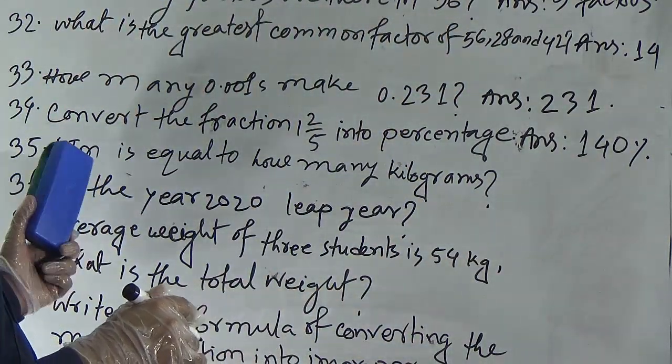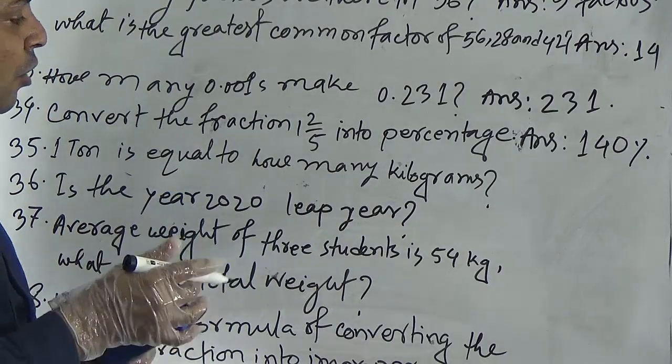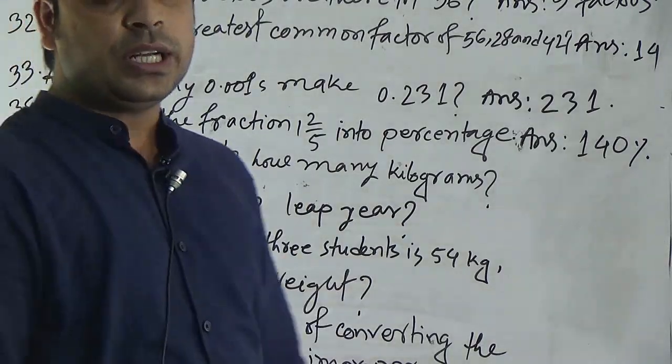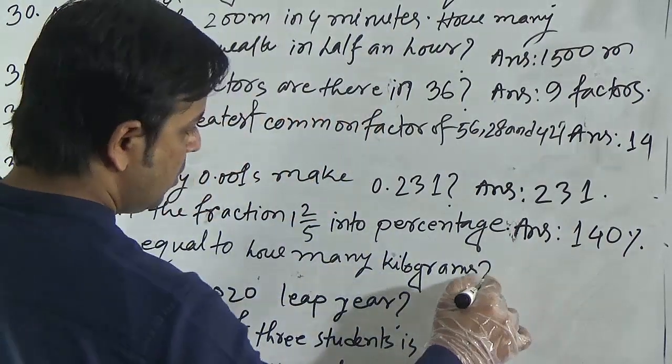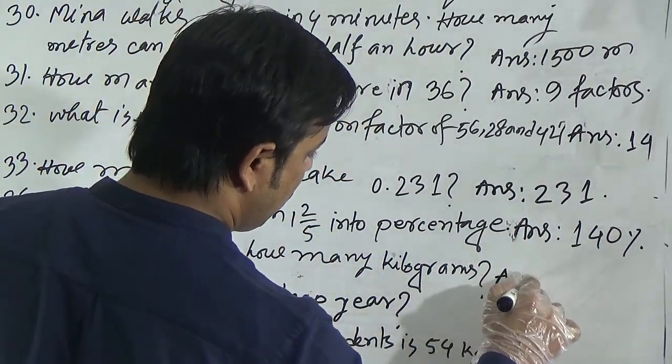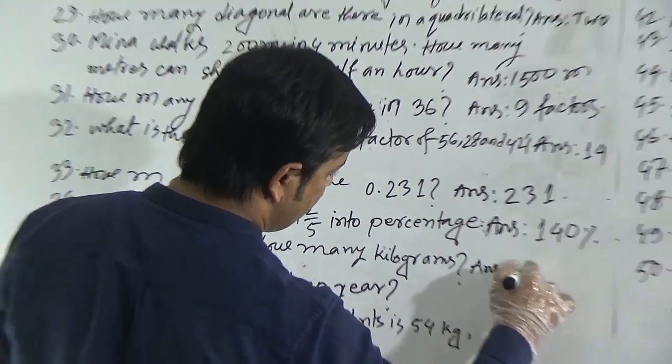Now next question, 1 ton is equal to how many kilograms? Dear students, I hope all of you know 1 ton equals 1000 kilograms.